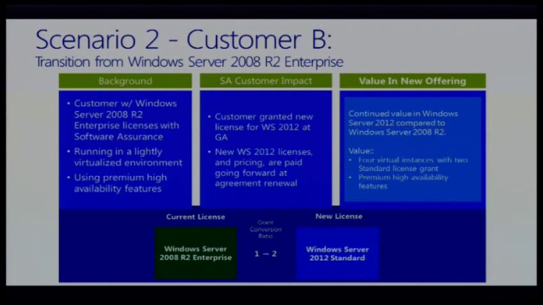In scenario B, this customer with active software assurance on their Windows Server 2008 R2 Enterprise licenses is running a lightly virtualized environment taking advantage of premium high availability features of the product. As a benefit of software assurance, the customer is granted two new licenses of Windows Server 2012 Standard for each Windows Server 2008 R2 Enterprise license and receives the benefit of the premium high availability features inherent with Windows Server 2012.